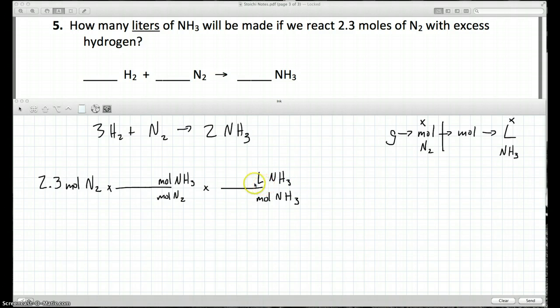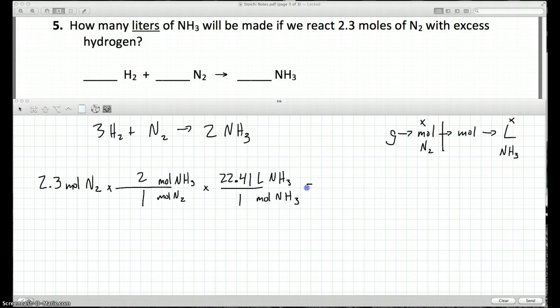Now just a matter of what numbers to fill in these spots. Moles over moles, look at my balanced equation. That's a 2 in front of NH3. N2, there's no number, which means there's a 1. Liters and moles, again, moles with anything other than moles, it's always 1. And liters, if you look back in your notes, is 22.41.